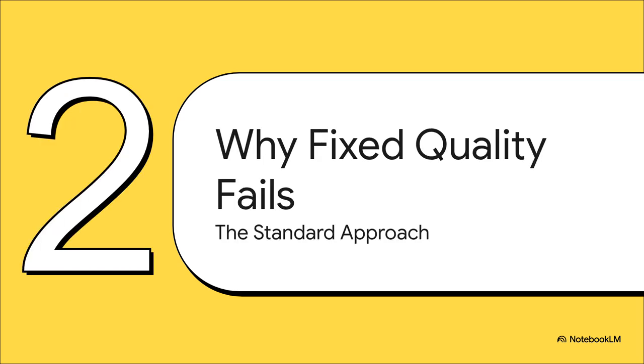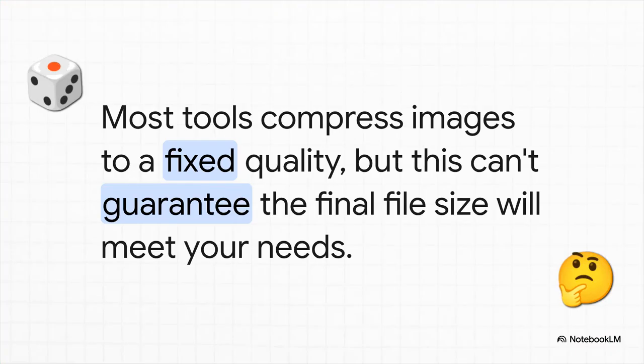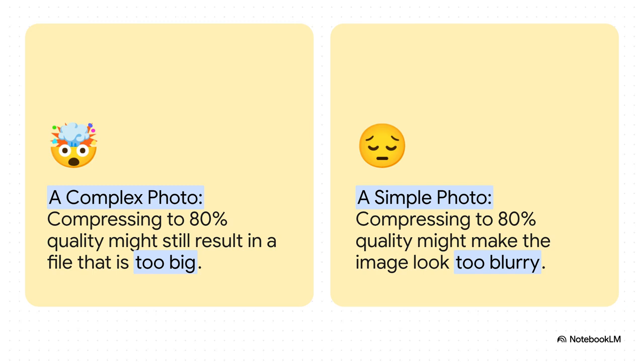All right, let's start by looking at the most common way developers try to solve this, and why it's basically just a big gamble. It's this fixed quality approach, and honestly, it tends to fail right when you need it the most. So the standard thinking is pretty simple, right? Just compress every single image that comes in to a fixed quality. Let's say we pick 80%. On the surface, it sounds totally logical, but it has this one massive hidden flaw. And this is where it all falls apart.